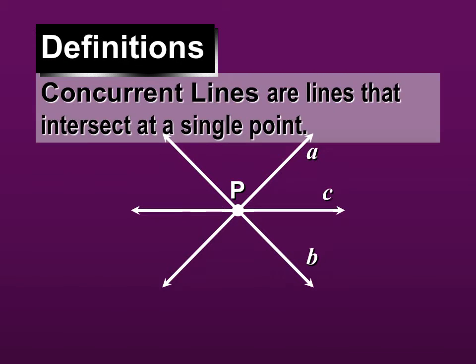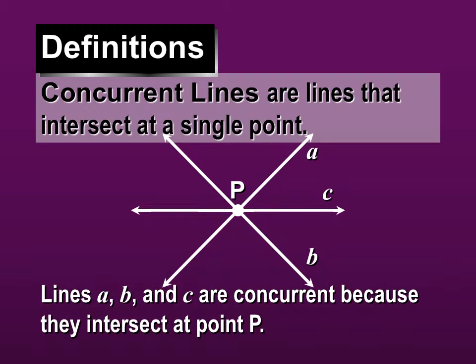Concurrent lines are lines that intersect at a single point. So concurrent lines are lines that intersect. Concurrent, intersect, right? Concurrent lines are lines that intersect. So lines A, B, and C are concurrent because they all intersect at point P.